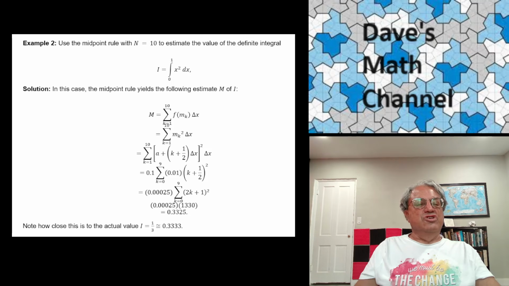It shouldn't be too much work to do this. You could probably do this calculation in about 5 or 10 minutes. So in just a few minutes, you can use the midpoint rule with this function x squared and get an answer that's only off by about 1/4%, which I think is pretty nice.